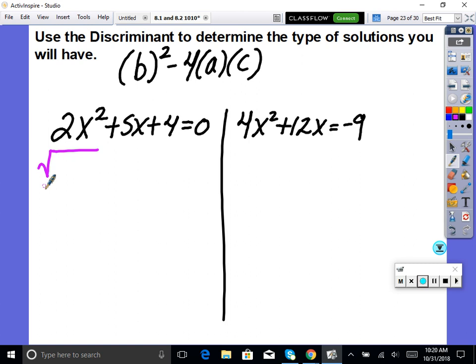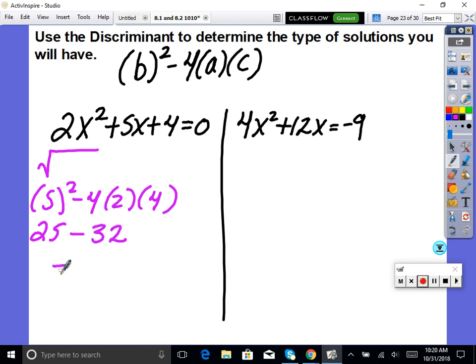So then you would do b squared, so that's 5 squared minus 4 times a times c. So isn't that 25 minus, it looks like 16 times 2, so 25 minus 32, isn't that a negative number? That's what's under our square root, a negative number. So what type of solutions will I have? Two imaginary solutions. Pretty easy.